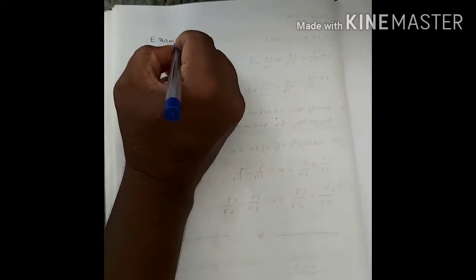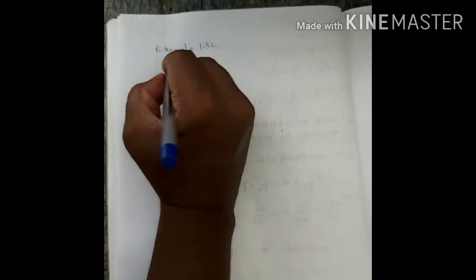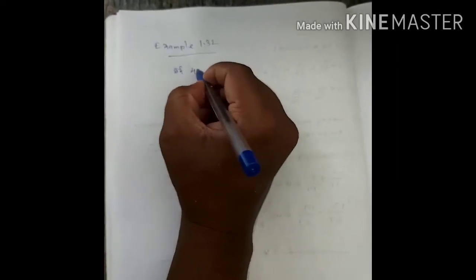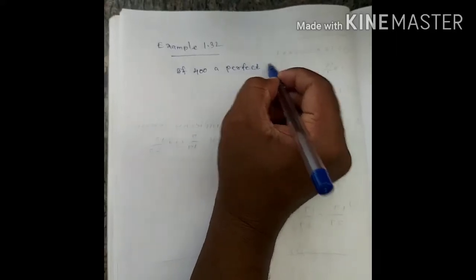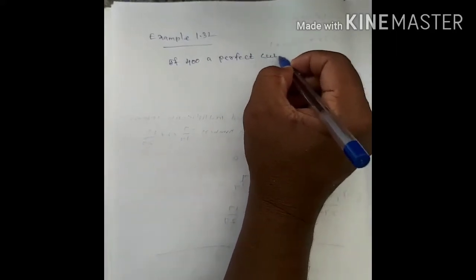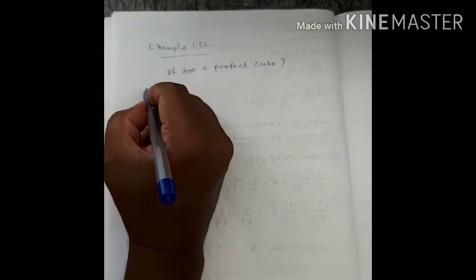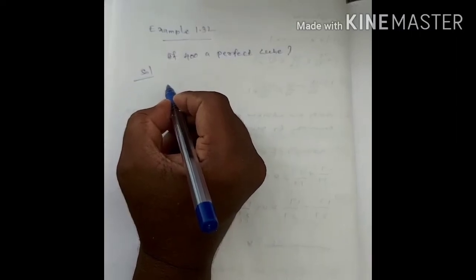Example 1.32: Is 400 a perfect cube? Solution: we use prime factorization.